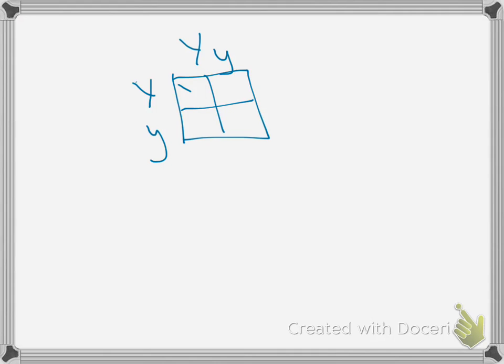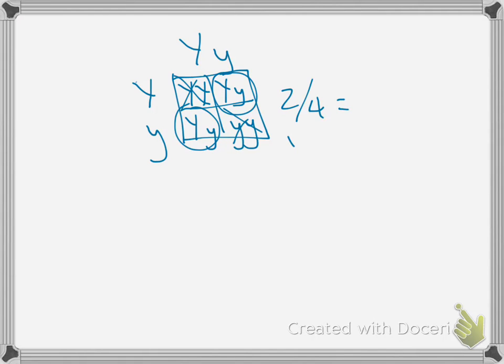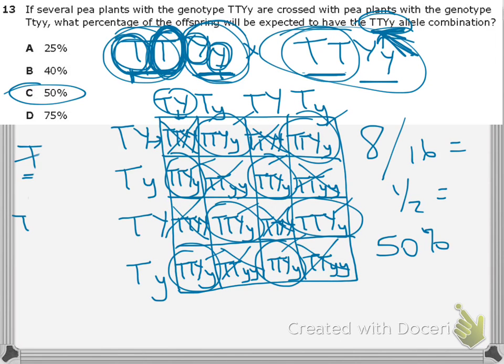So if I had done just a Punnett square for the big Y, little y, big Y, little y, then we would have had this outcome. And you can see that 2 out of 4, which is 1/2, which is 50%, of our offspring would have the big Y, little y genotype. So that is how we know that answer choice C is the correct answer, doing it in a little simpler way.